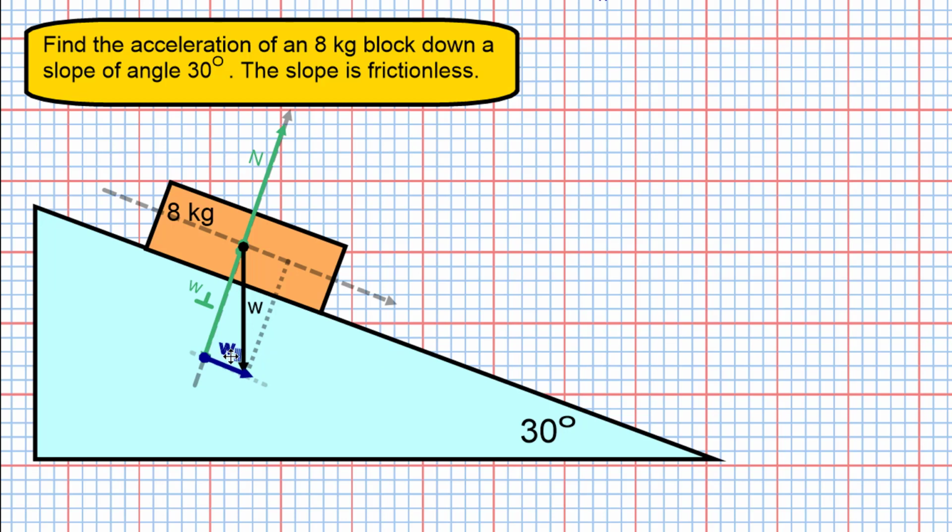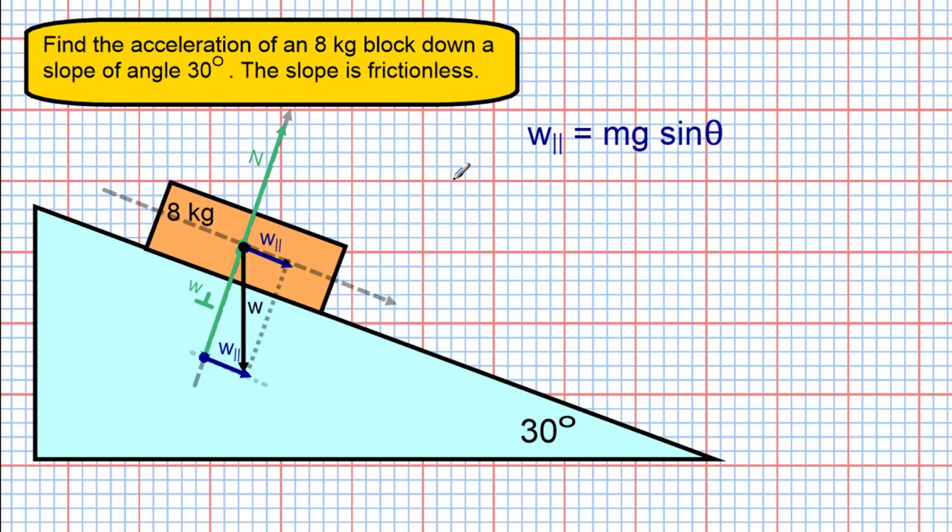And remember, we can translate vectors. So this vector here can be moved up to there, and you can see it quite clearly. That's going to be the force which is going to cause the acceleration down the slope. And from a previous lesson, we know that the parallel component of the weight is equal to mg sine theta. So let's work out the acceleration or the unbalanced force acting on the 8 kilogram block.